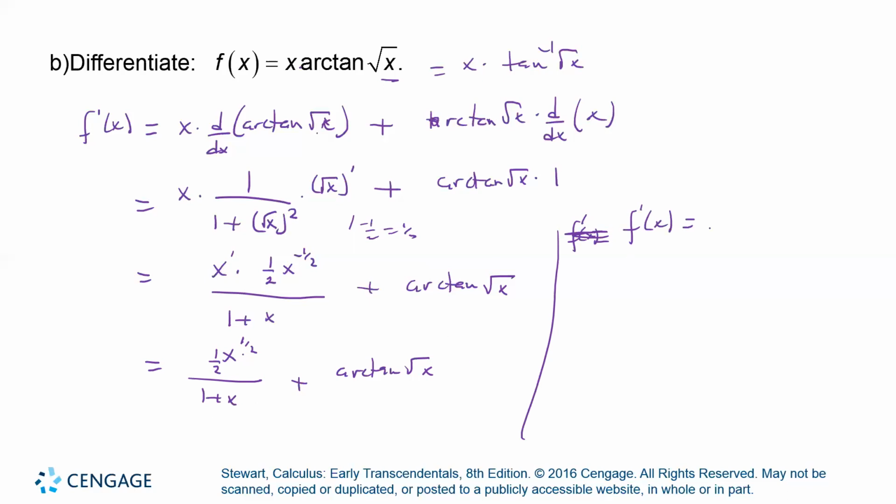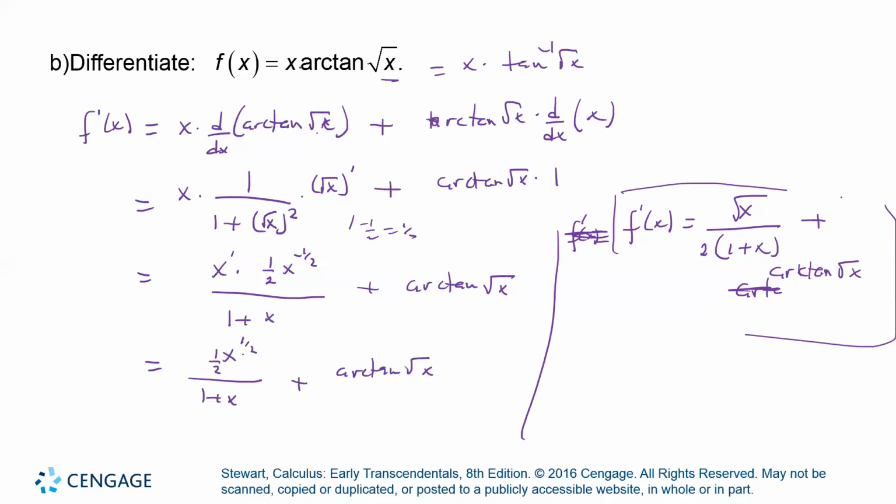The numerator will be the square root of x, because of x raised to 1/2, then divided by 2 times 1 plus x, then plus the arc tangent of the square root of x. And that gives us the answer for that.